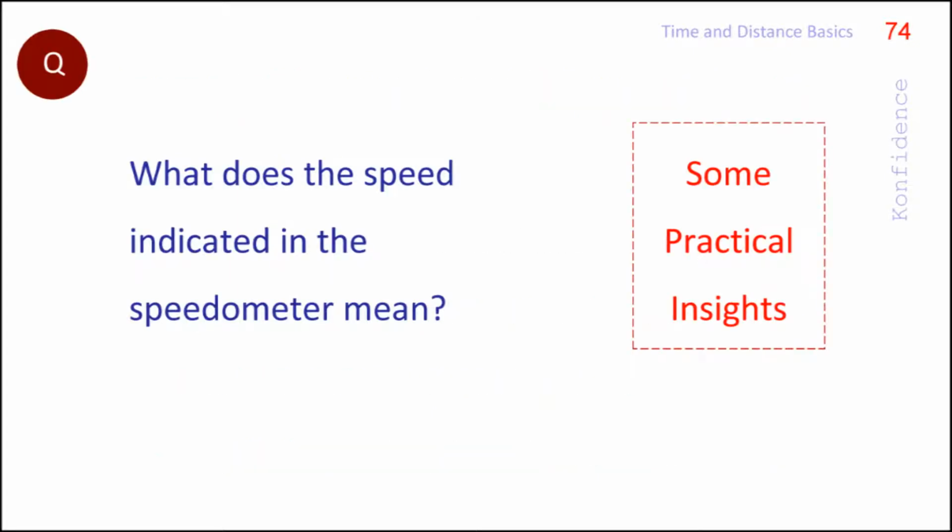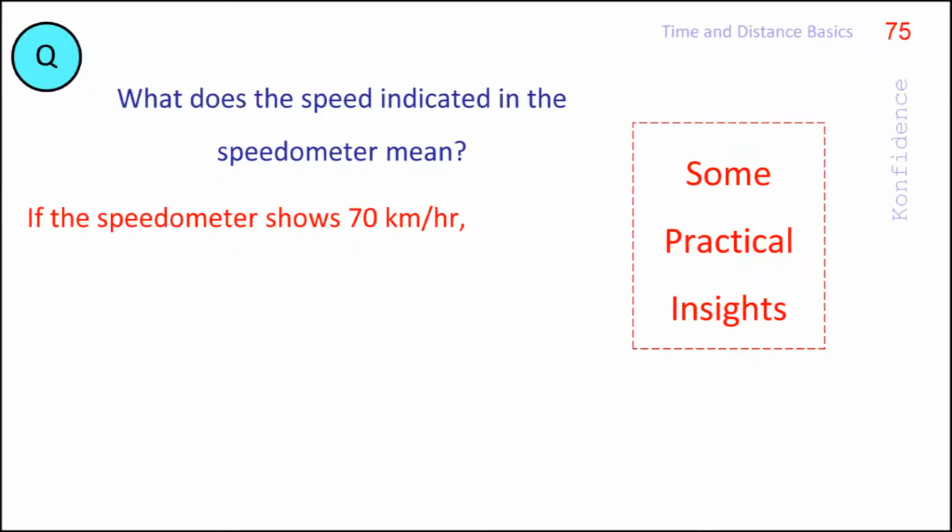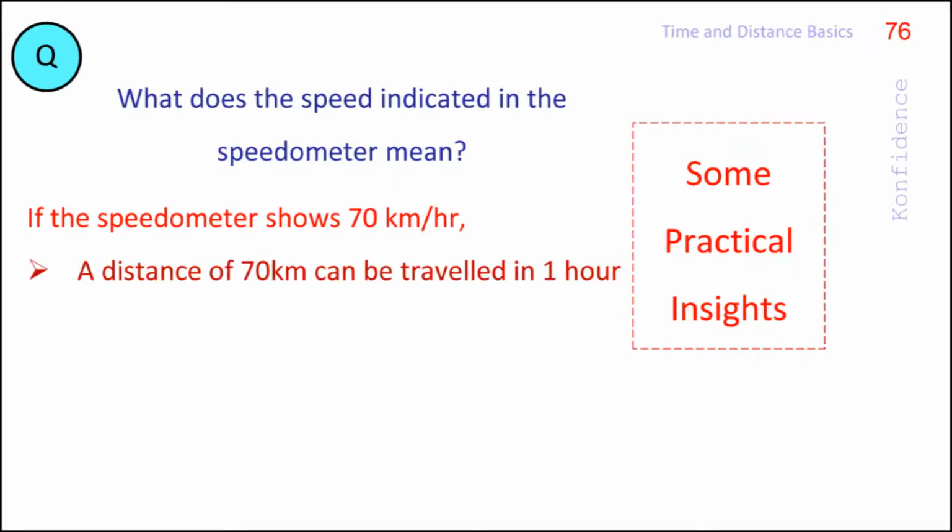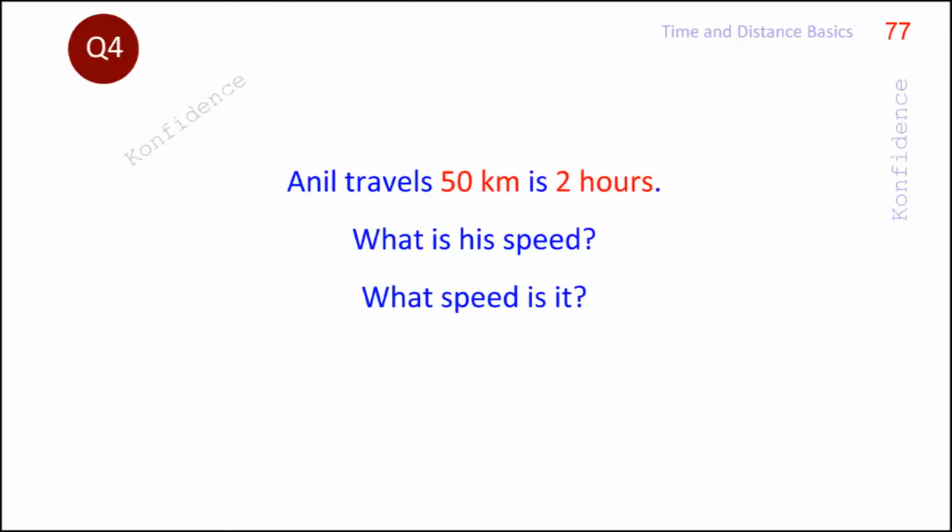When we travel in a bike or a car, very often we look at the speedometer to see how fast we are moving. What does the speedometer show? Let us say the speedometer shows 70 km per hour as the speed. What does that 70 km per hour mean? It means that if we were to travel for 1 hour at the speed at which we are traveling at the moment, we would cover a distance of 70 kilometers in that 1 hour.